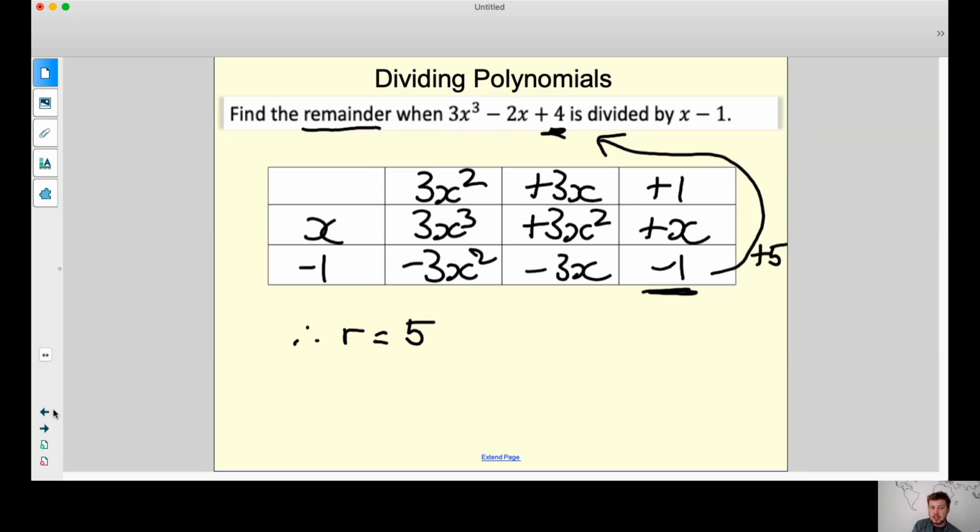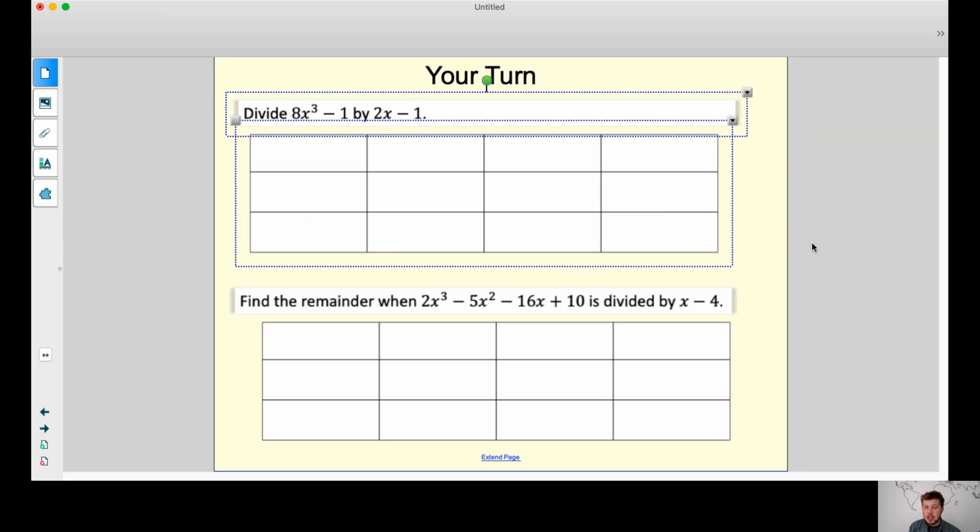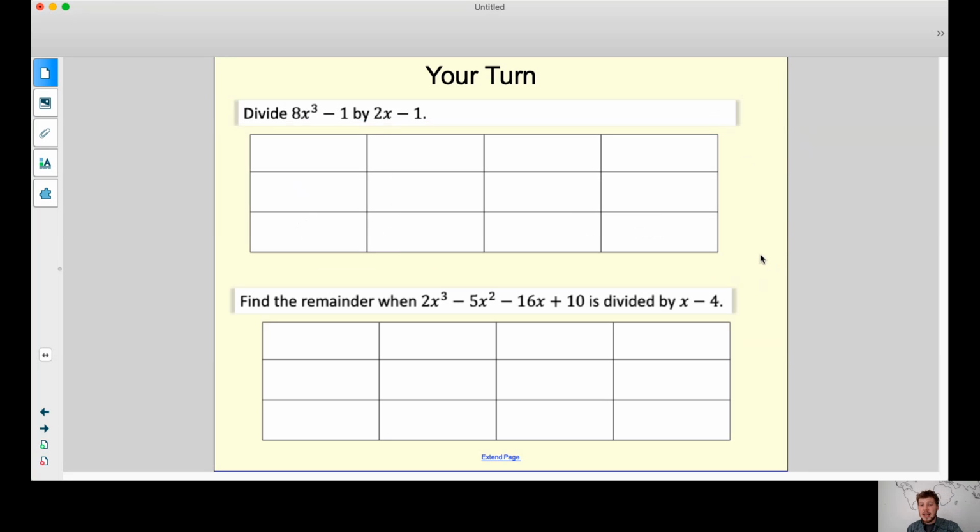I would encourage you now to have a go at these 2 questions. So if you could pause it now and have a go at these questions, and then I'm going to go through them.